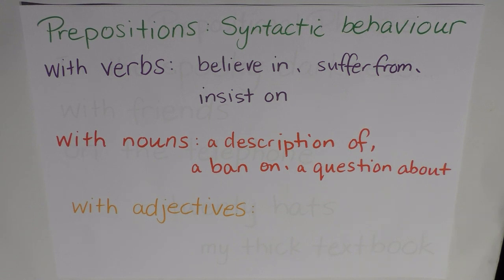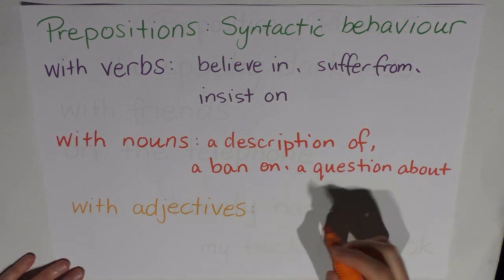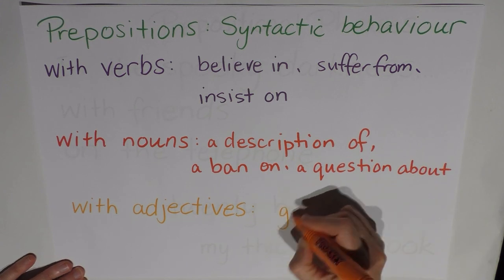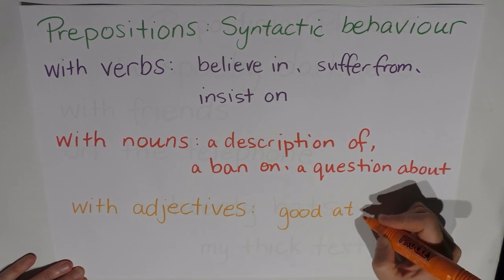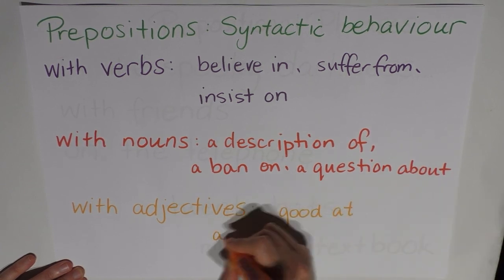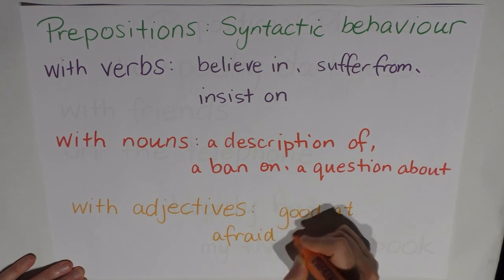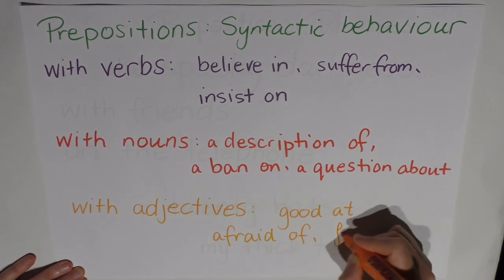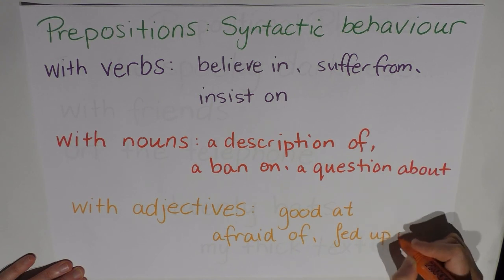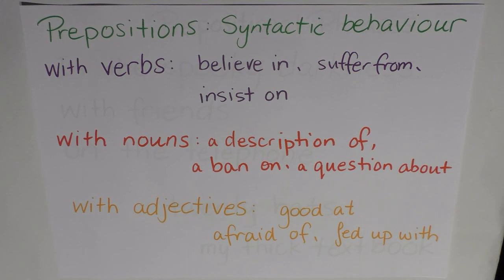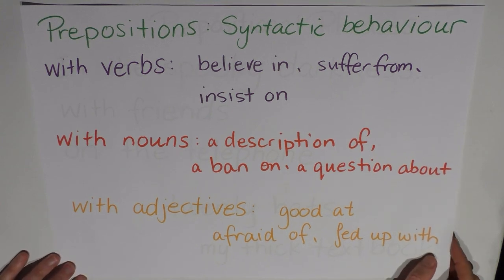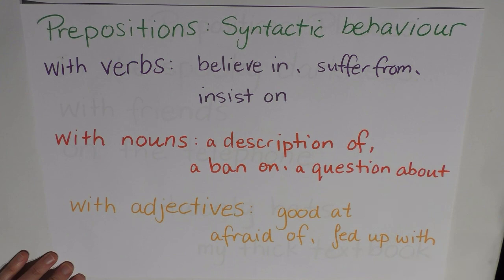And similarly with adjectives, we've got adjective and preposition pairings such as to be good at or bad at, afraid of, fed up with, and so on and so forth. So these are what we mean when we say that prepositions work with verbs or work with nouns or work with adjectives. It's just the prepositions that we expect to see after each of these word classes.